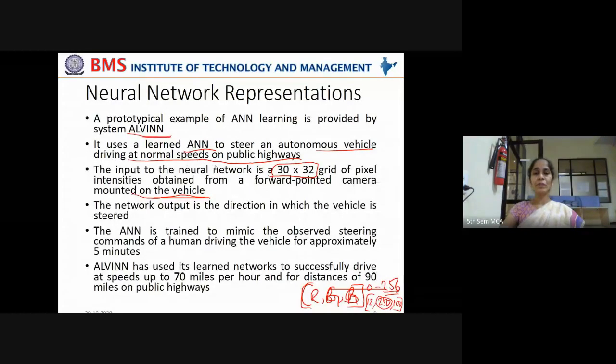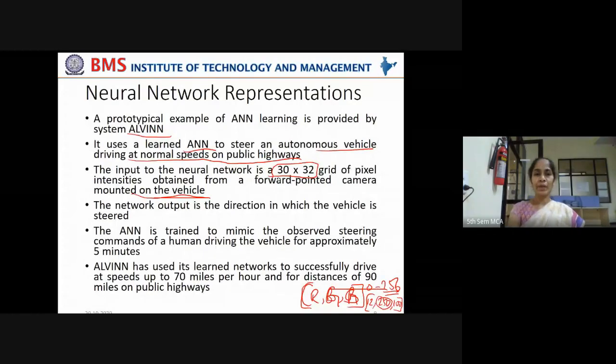The input to the neural network is a 30 by 32 grid of pixel intensities obtained from a forward pointed camera mounted on the vehicle. Okay, the camera on the vehicle is trying to capture the images it comes across, and that is transformed into a 30 by 32 grid of pixels and given as input to the neural network, which further processes it and immediately guides the vehicle to go in a particular direction. Right? We'll go into depth on this example. You will understand very well on that.